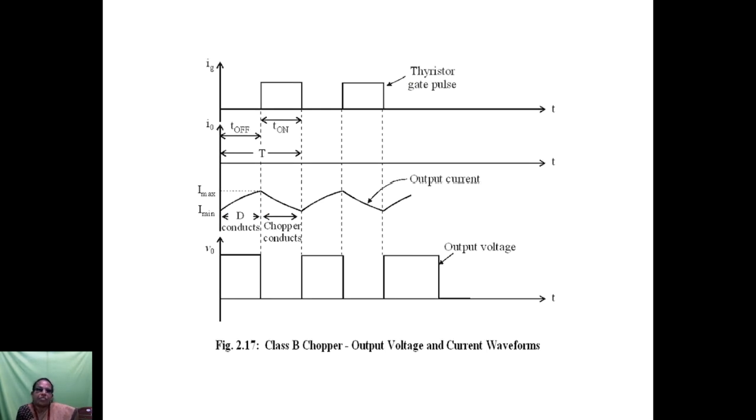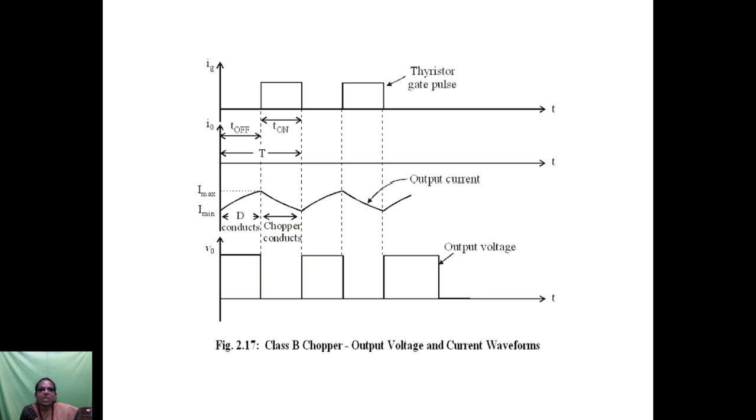This is the waveform of the class B chopper. The first waveform is the thyristor gate pulse, the second is the current waveform, and the third is the output voltage waveform. In the current waveform, the current starts from I minimum, then it reaches the I maximum value. Then the thyristor will be in the on state, and the current will be decreasing.